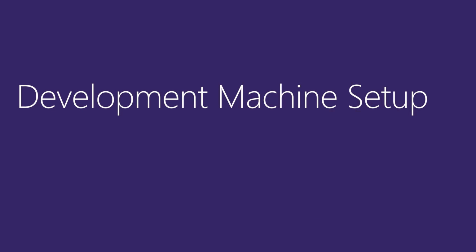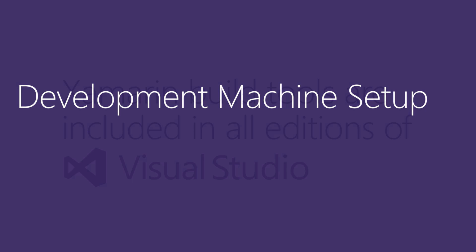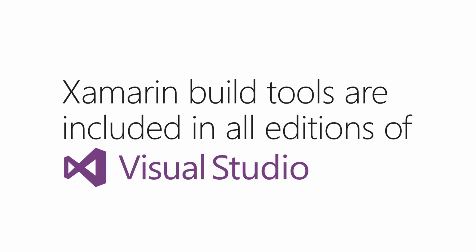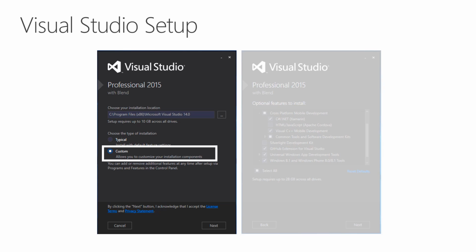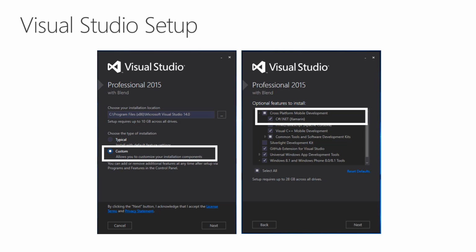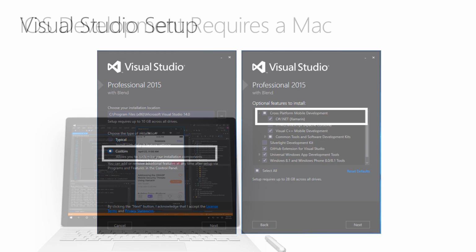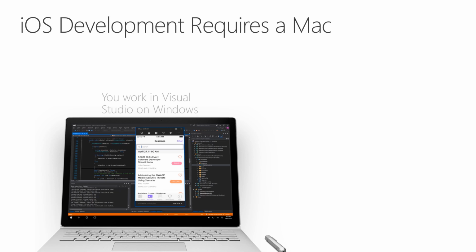So now that we understand what Xamarin is, let's see what you need to start developing. And the good news is Xamarin's included in the installer for every version of Visual Studio 2015, including the Community Edition. So to install Xamarin, you select the custom install option in the Visual Studio setup. Make sure that Xamarin is checked under the cross-platform mobile development section. You can do your development on a PC with Visual Studio, even when we're creating iOS applications.